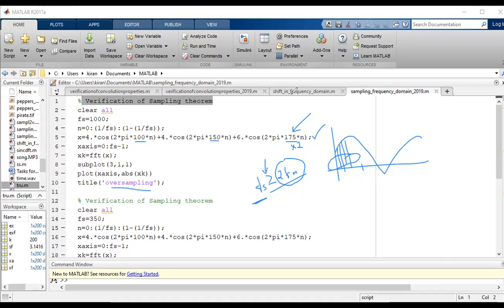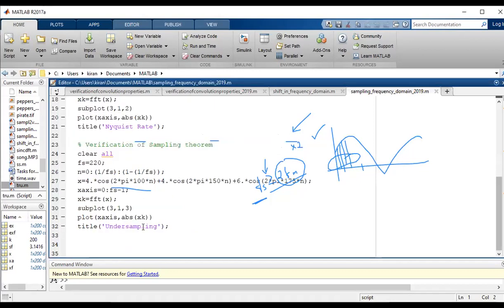And the other case is called undersampling, as I'm showing here. The second case is called undersampling, where your sampling frequency is less than the Nyquist rate, that is twice the maximum signal frequency. Now let us simulate the cases, and let us see what's been done here, and what's the approach.